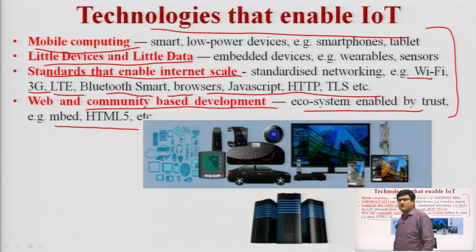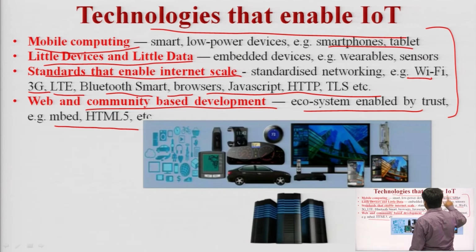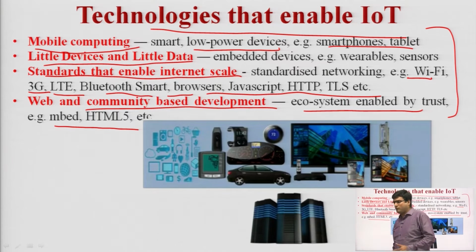Mobile computing means we are using smartphones and smart tablets, which are all low power devices, and we can do many tasks through our smartphones. We can control our home electricity and home appliances by using smartphones. Little devices and little data, what does that mean?